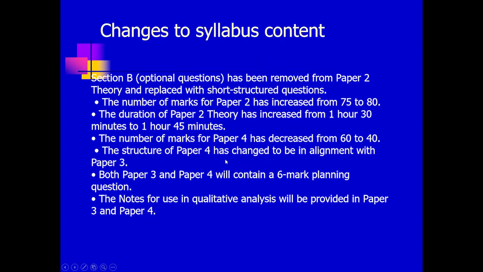The structure of Paper 4 has changed to be in alignment with Paper 3. Both Paper 3 and Paper 4 will contain 6-mark planning questions. So always remember that you have to plan a proper experiment. That experiment can be salt preparation, chromatography, distillation, rate of reaction, or an increase or decrease in temperature. It can be exothermic or endothermic reactions. All of the experimental skills are given in your syllabus, so go through your syllabus carefully to understand all the points which you have covered up till now.